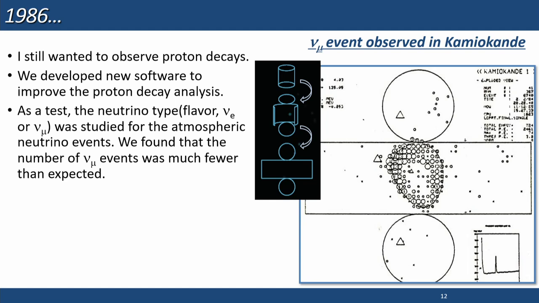Anyway, in 1986, I still wanted to observe proton decays even after my PhD thesis. However, we thought we had to improve the analysis software in order to better separate the proton decay signal and the neutrino background. For this, we developed new software to improve the proton decay analysis. Of course, if you develop new software, you have to test it as much as possible. Typically, software contains many bugs. So, indeed, we did various tests.